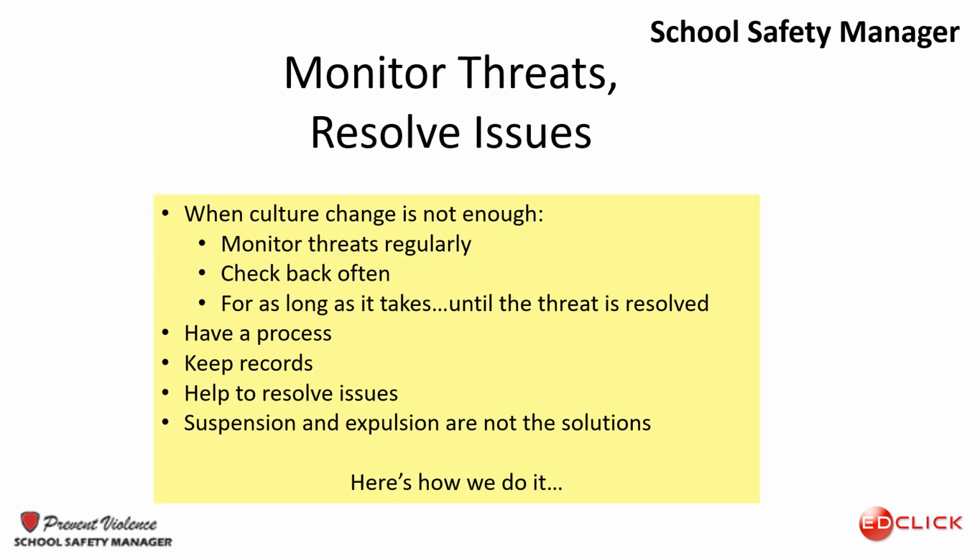Despite culture change, some issues and problems will still arise. Monitor threats regularly. Check back often with distressed students. Continue to monitor students who pose a threat, until the threat is resolved. Have a process for dealing with threats of varied seriousness. Keep records. Help students to resolve issues. And keep in mind that suspension and expulsion do not eliminate threats. They only move threatening students out of sight. Here's how these steps are taken in School Safety Manager.